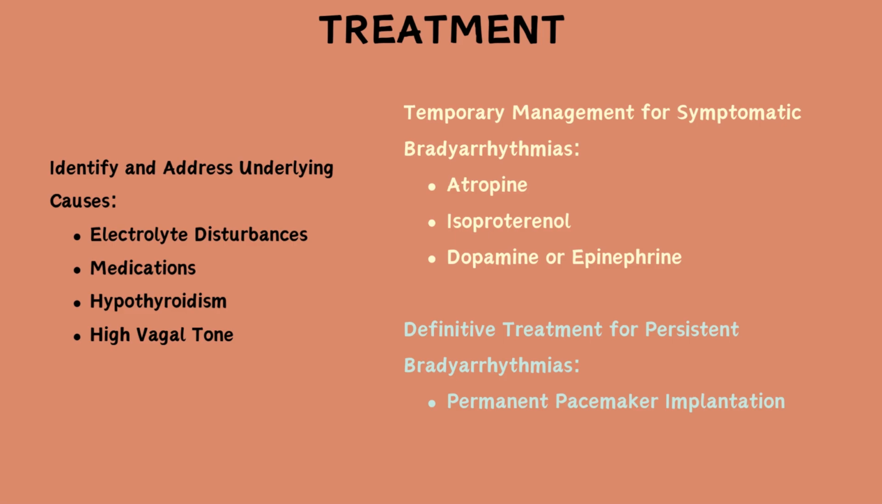The temporary management for symptomatic bradyarrhythmia includes atropine, which is useful in vagally mediated bradycardia, isoproterenol, which increases the heart rate via beta adrenergic receptor stimulation, or lastly, dopamine or epinephrine, because in severe cases it can be used to support heart rate and also blood pressure.